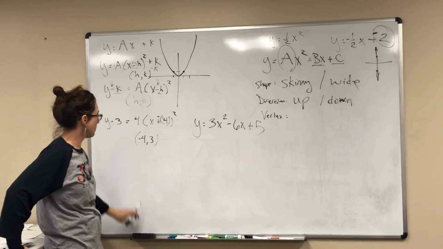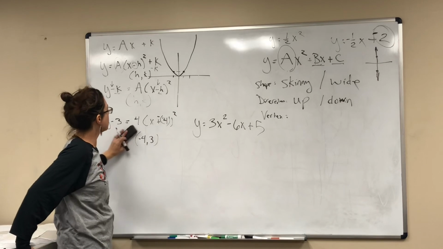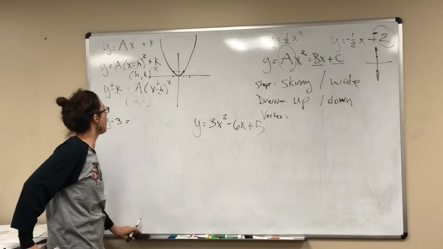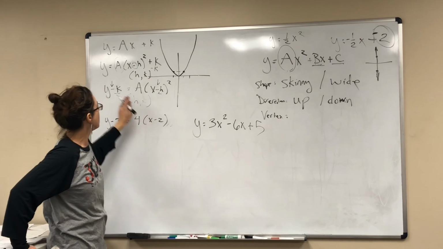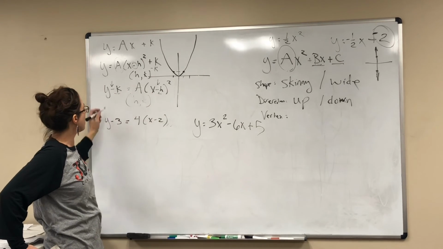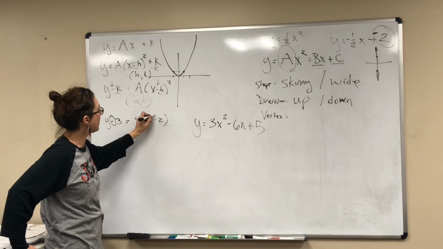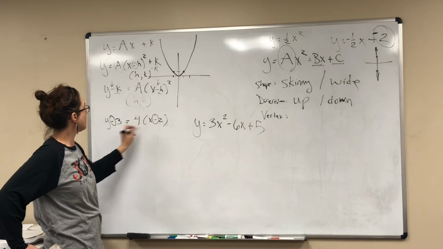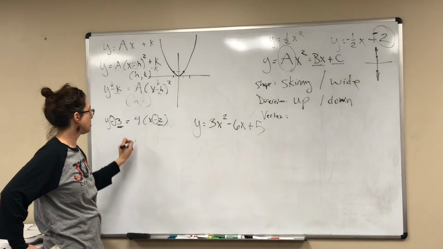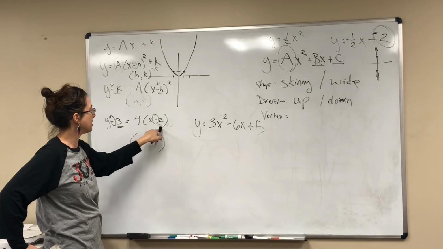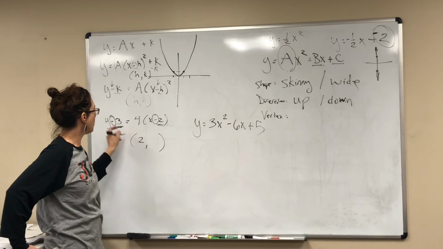Okay? So whenever I keep it, let me do one without a negative first. y minus 3 equals 4x minus 2. Because my equation requires that these signs be negative, when they are both negative, my vertex is simply the numbers. So my vertex here would be what? x is 2, y is 3.